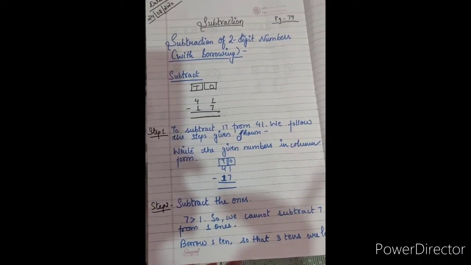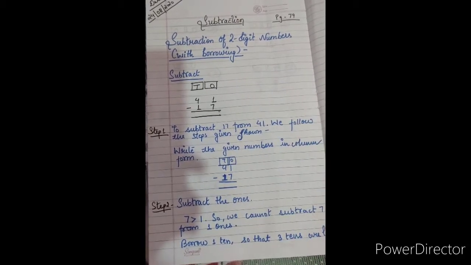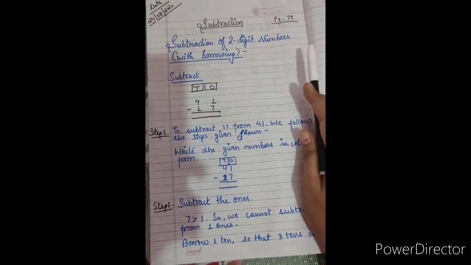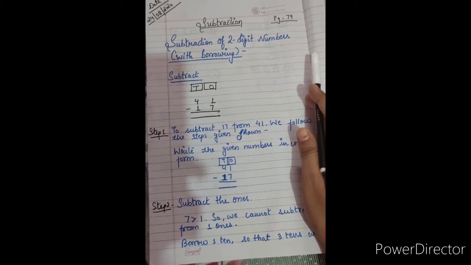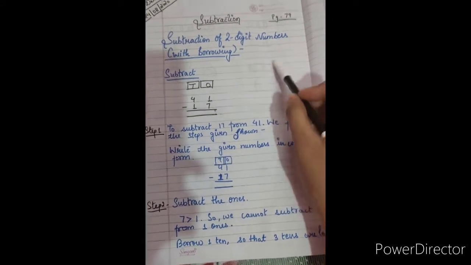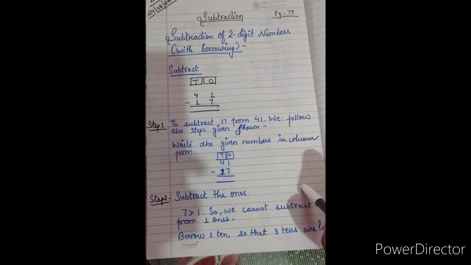Yes, we have already done subtraction without borrowing. Today we will start subtraction with borrowing, right? So now open page number 79 in your book and do only the questions in your copy, not the description, right?